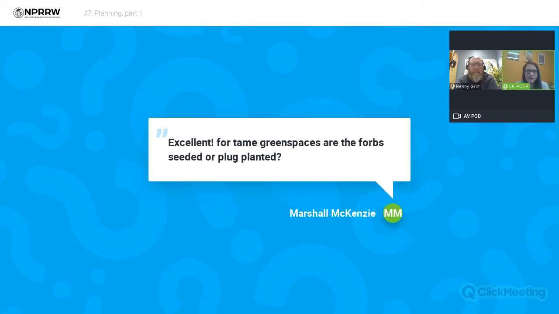Here we go. Here's one from Marshall. It says, excellent for tame green spaces. Are the forbs seeded or plug planted? Yeah, so Moira's done a combination of both. She's done a lot of forb plug planting, and then also has done some seed spreading. And she's tried different techniques.